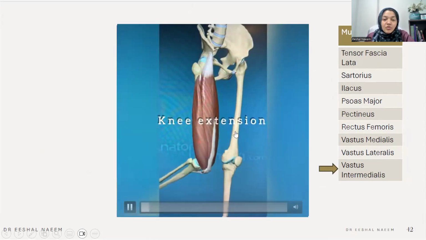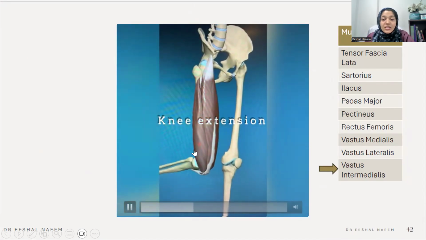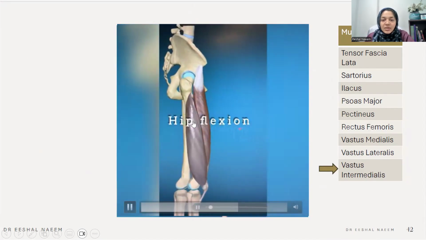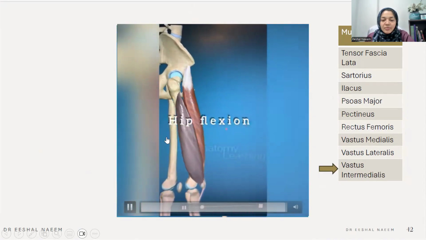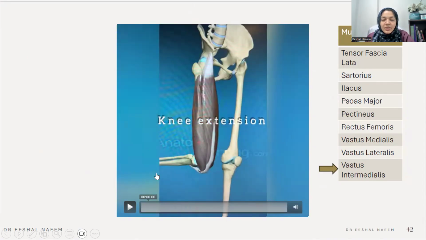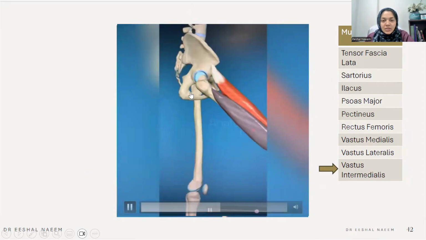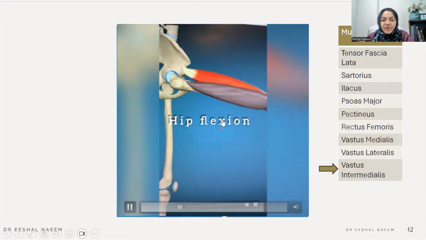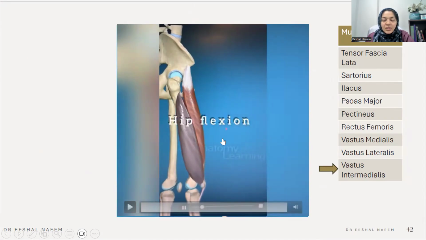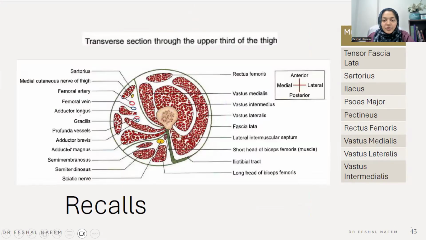Now we can see the movements of this. This is the entire quadriceps. The knee extension is done by the quadriceps. It's the main knee extensor. And then also the hip flexion, right? So this is the entire quadriceps working for you.